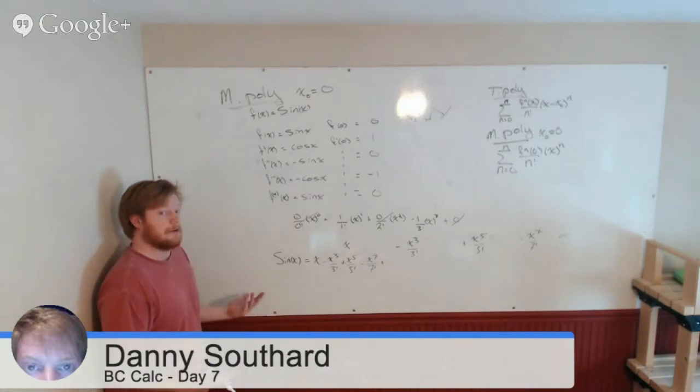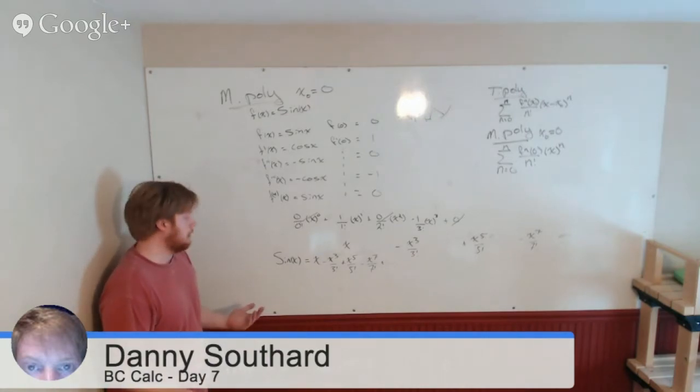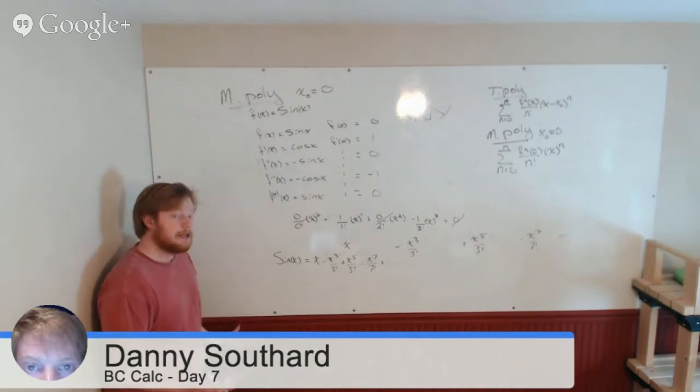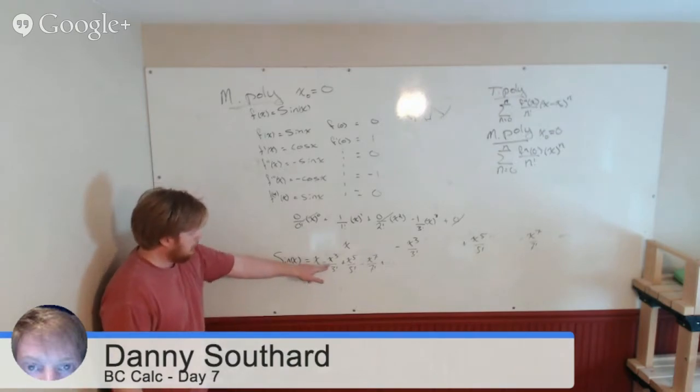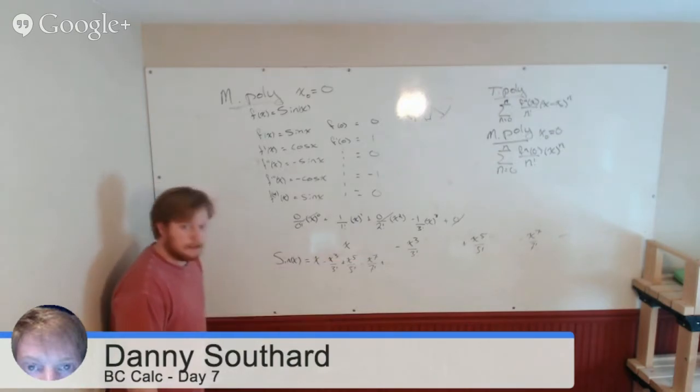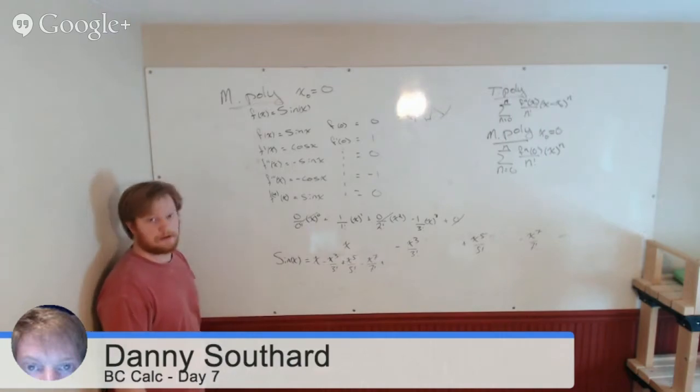So if I were to ever ask you for the Maclaurin polynomial of sine of 3x, all you would have to do is plug in a 3x everywhere you see x, and you wouldn't have to do this anymore. Right?